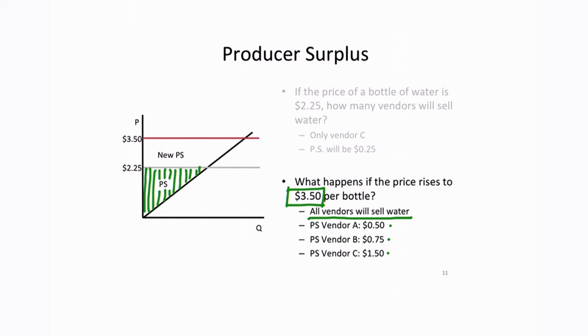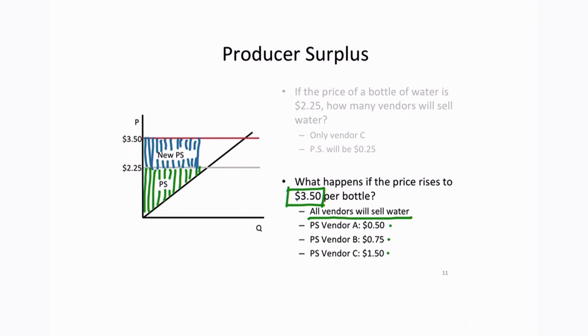So we have the area of producer surplus that we had before coming from vendor C, but now we also have the additional producer surplus that vendor C gains from this higher price, which will be this area right here. Okay. He goes from a producer surplus of 25 cents to a producer surplus of $1.50. That's quite a big gain for him. And now we can also include the new producer surplus for vendors A and B because they previously were not in the market selling water, and now they are.